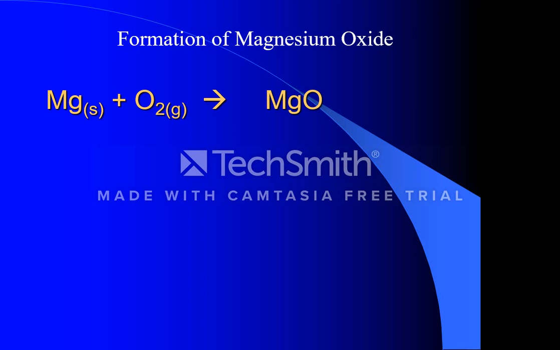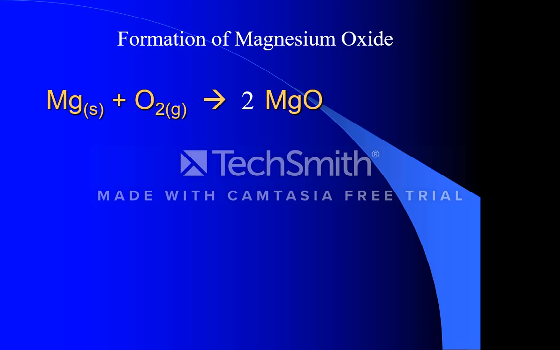They yield MgO. How many magnesium in the reactants? 1. How many magnesium in the product? 1 also. Here, how many oxygen in the reactants? Yes, we have 2. And here we have only 1 oxygen. So you must balance the number of atoms of oxygen. How? We are going to put 2 here. That's why we have 2 MgO.